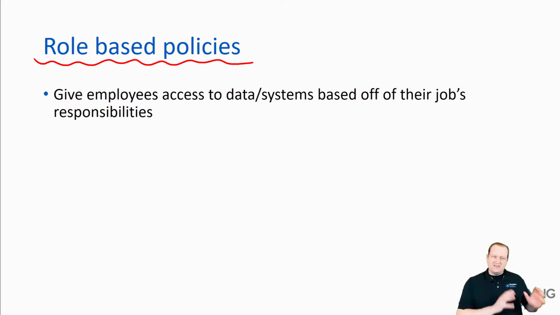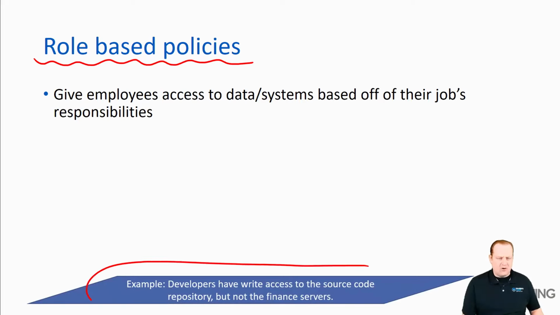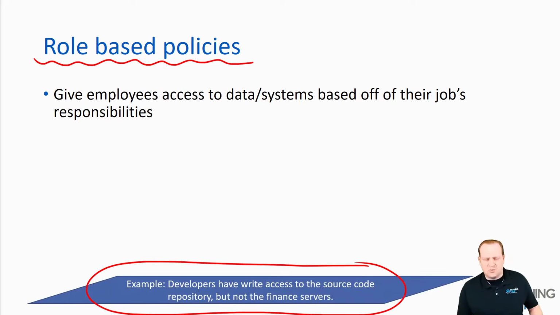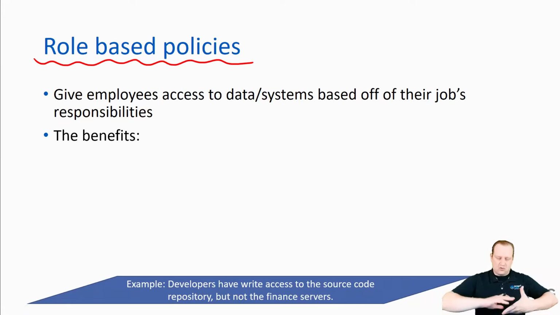So, okay, we can have role-based access control. That can be the technical side of a role-based policy. All in all, in the end, we're giving employees access to systems based off of their responsibilities, but we're also outlining what those responsibilities are. A basic example, without getting too detailed: a developer has write access to the source code repository, but not the finance servers. Now, what would be benefits of taking this approach, where we're not just making grandiose policies across the entire business, but we make policies for each type of role that might exist in a business?